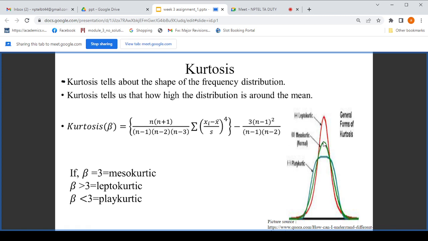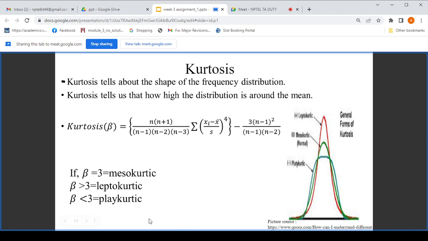Kurtosis is divided into three types: leptokurtic, mesokurtic, and platykurtic. Mesokurtic is also known as the normal distribution. It is the ideal situation, but in most cases the distribution is either leptokurtic or platykurtic. If leptokurtic, more values are near the mean; if platykurtic, the data points are more scattered.